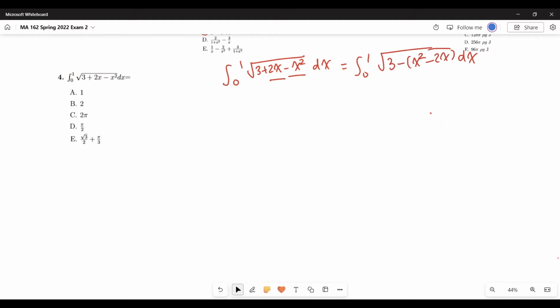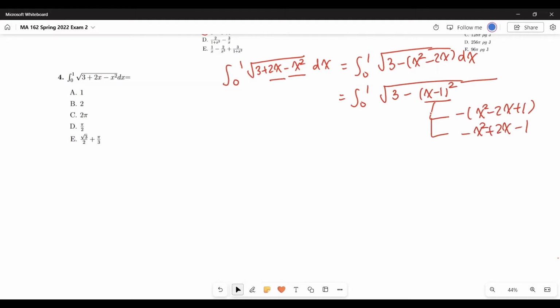And then we see x squared and minus 2x, and what we can do is complete the square. So it's 0 to 1, square root of 3 minus (x minus 1) squared. But if you write this, this is just negative (x squared minus 2x plus 1), so this is the same as negative x squared plus 2x minus 1. If you look at the original integrand, we don't have a negative 1, so what we do is add 1 in order to delete the negative 1. So this just becomes 0 to 1, square root of 4 minus (x minus 1) squared.